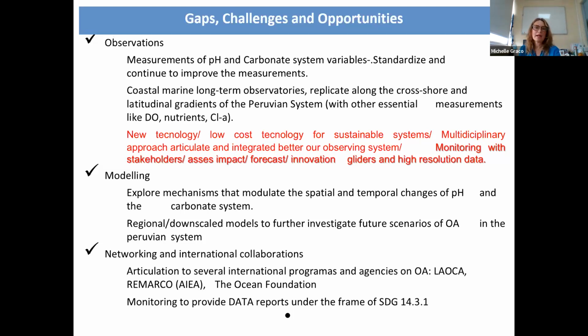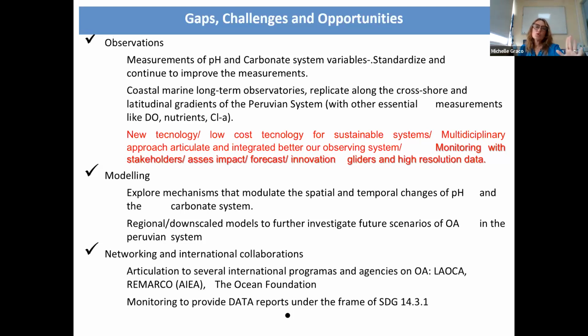but not only pH. The pH is only one variable, and we understand that we need to monitor it together with other key variables, like dissolved oxygen, the physical conditions, the nutrients, and chlorophyll A, because everything is very articulated and integrated in this complex system. We need new technology. Yes, we need low-cost technology for the carbonate system. I think this is very important. Probably the physical part is more developed, as for oxygen, but for pH and the carbonate system, I think we need more innovation and more technology.